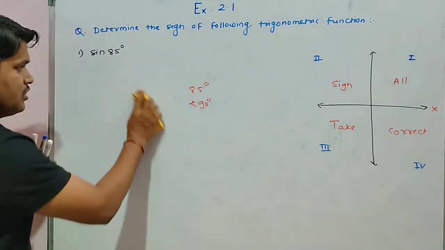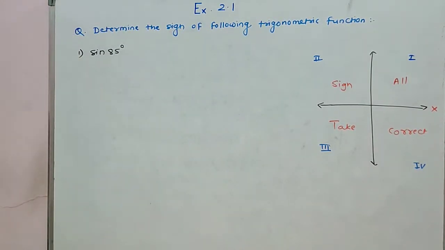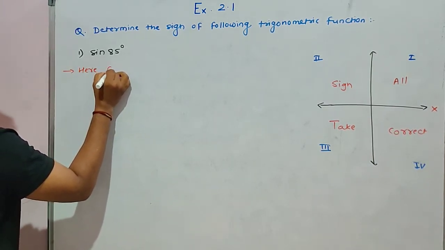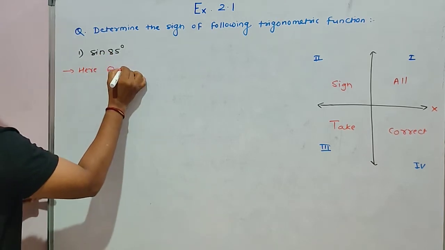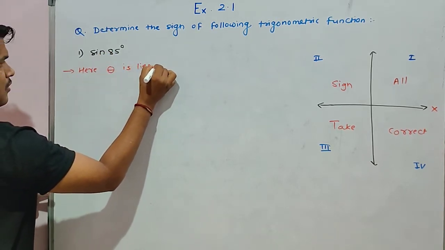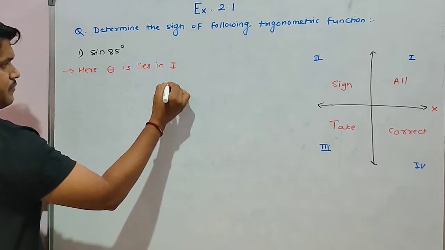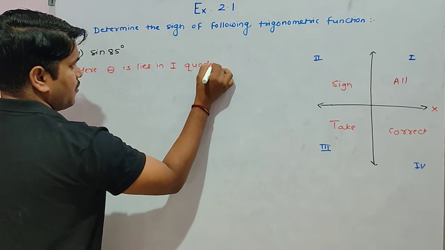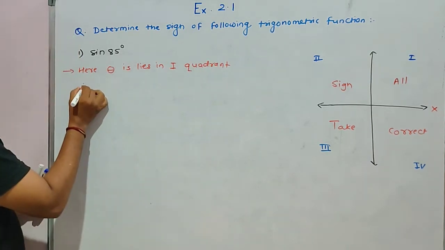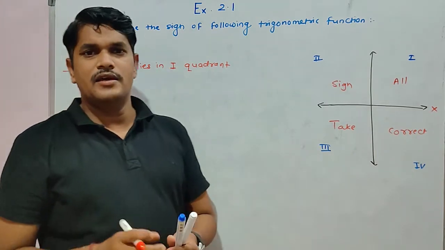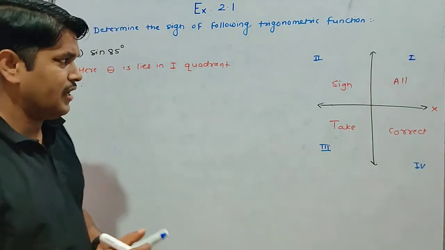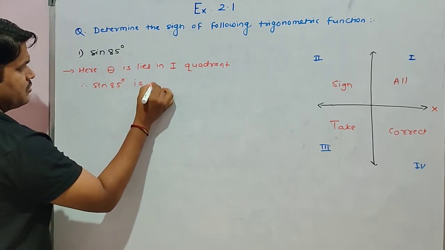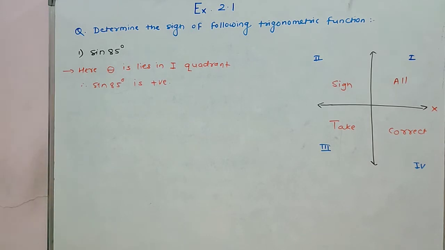So we can write here, answer: 85 is theta. It lies in the first quadrant, and therefore in the first quadrant sin, cos, tan are all positive. So sin 85 degree is positive. This is your answer.